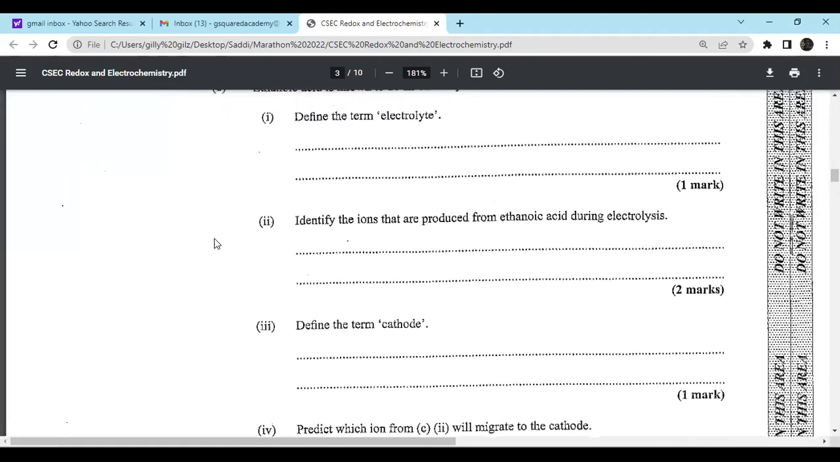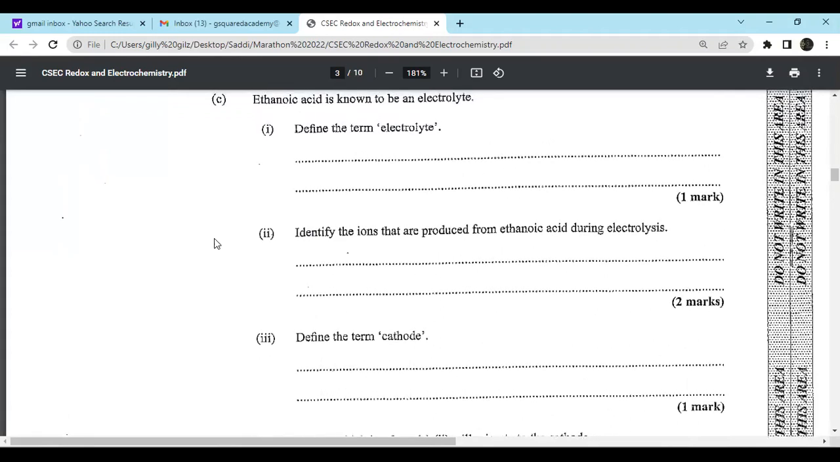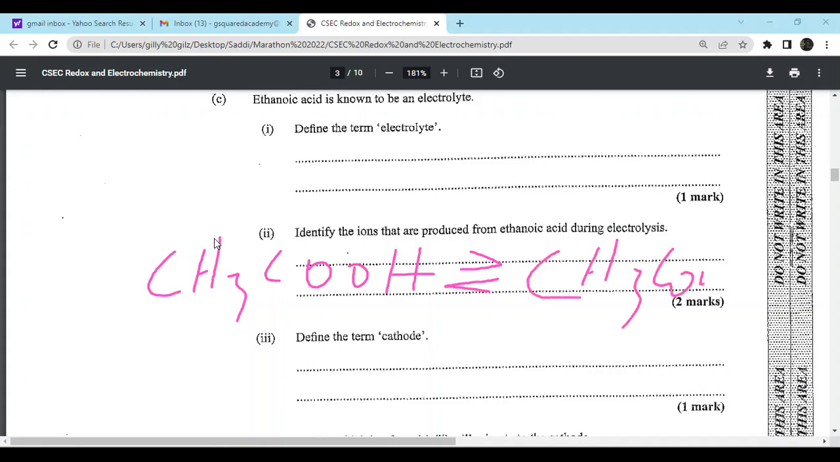Identify the ions that are produced from ethanoic acid during electrolysis. So for electrolysis of ethanoic acid now, we want to find the ions that are produced. This has to go back to your acids, bases, and salts. All right. So when ethanoic acid, which is CH3COOH, ionizes, you end up with the ethanoate ion and the hydrogen ion. So these are the two ions that they want, the ethanoate and the H+.